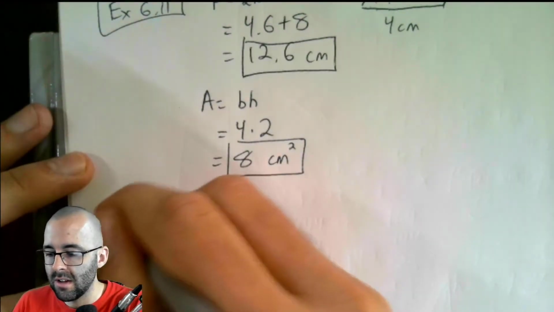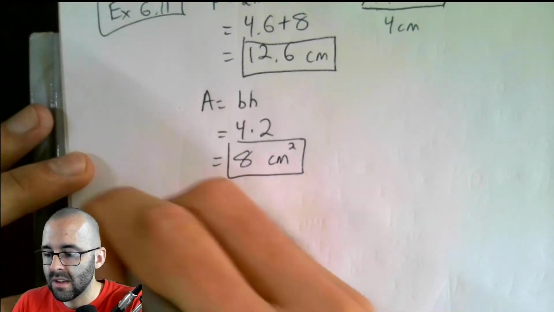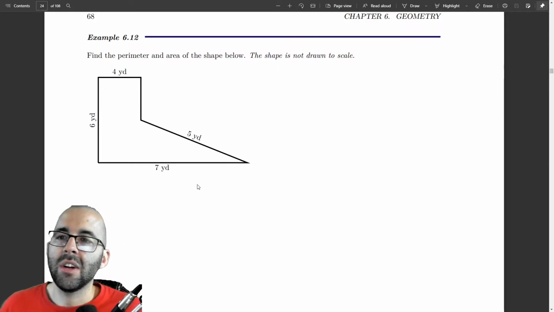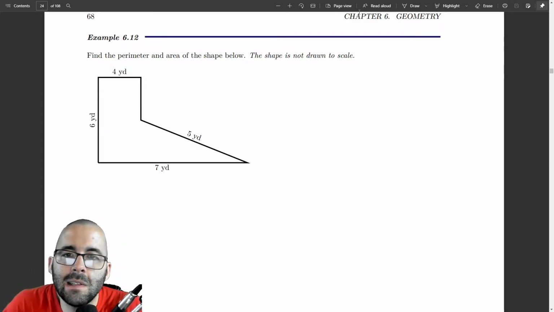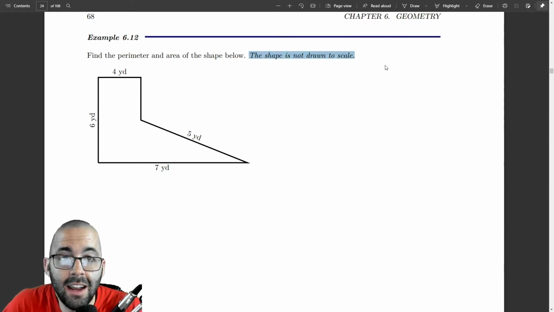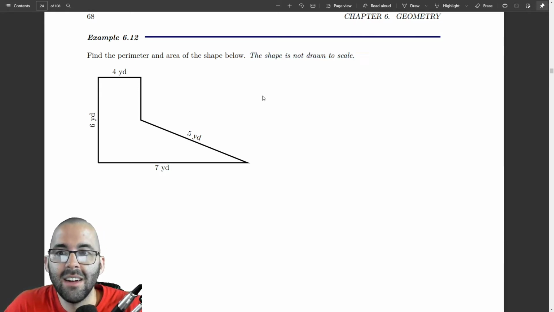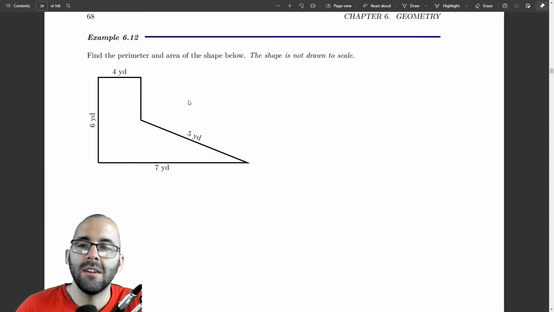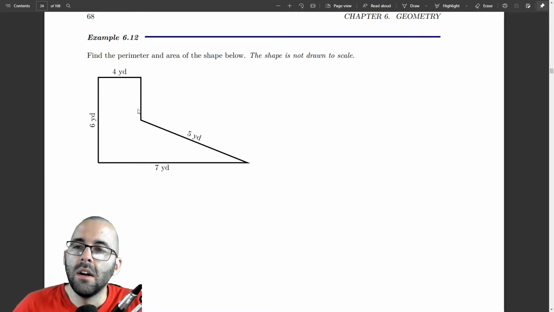612. Now this one, we need to find the perimeter and the area again. So we look at it: perimeter and area. Shape is not drawn to scale. So this is kind of like mine. So maybe this length looks short. Maybe this length is really big. Who knows? Or maybe the angles are a little off. That's what that means.